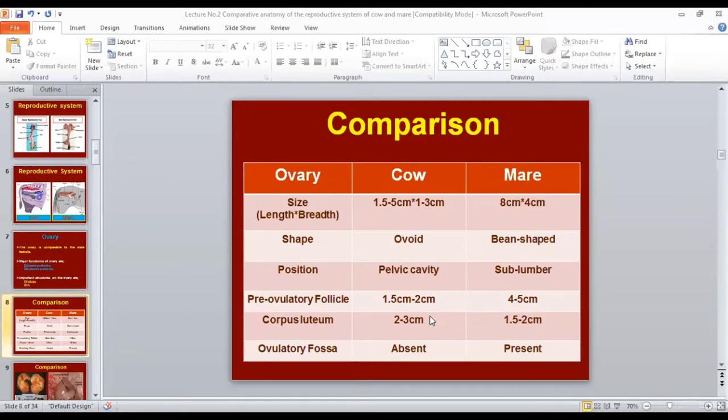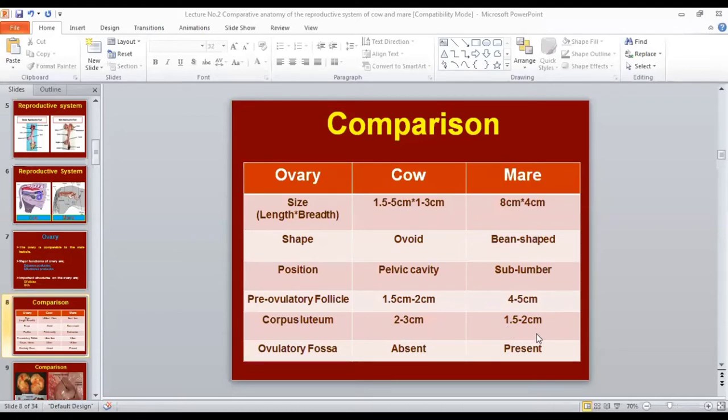And then the size of the corpus luteum is also very important. It has a clinical importance, as you know that the corpus luteum of the diestrus is palpable in cows, but the corpus luteum of the diestrus in mare is not palpable. The reason is, number one, the size of the corpus luteum of the mare is comparatively smaller than that of the cow.